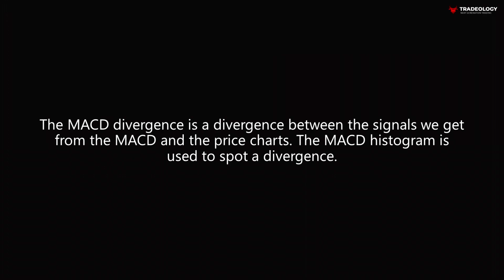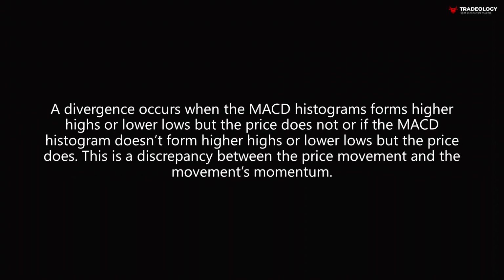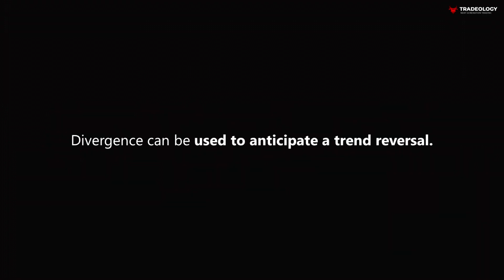The MACD histogram is used to spot a divergence. A divergence occurs when the MACD histograms form higher highs or lower lows, but the price does not, or if the MACD histogram doesn't form higher highs or lower lows, but the price does. This is a discrepancy between the price movement and the movement's momentum. Divergence can be used to anticipate a trend reversal.